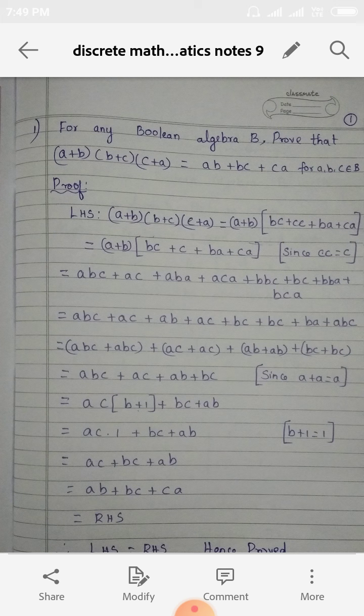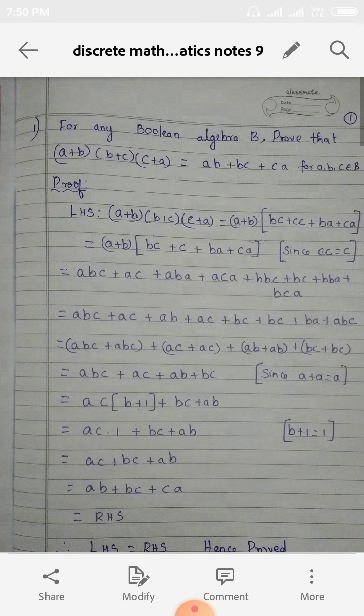And next we have to multiply the term with A + B. That is A into BC plus AC plus ABA plus ACA plus B into BC plus BC plus BBA plus BCA. Next, using the property, write ABC as it is, second term AC, and then see the third term ABA. A into A is nothing but A. So we get AB. The next term ACA is nothing but AC. BBC is equal to BC.